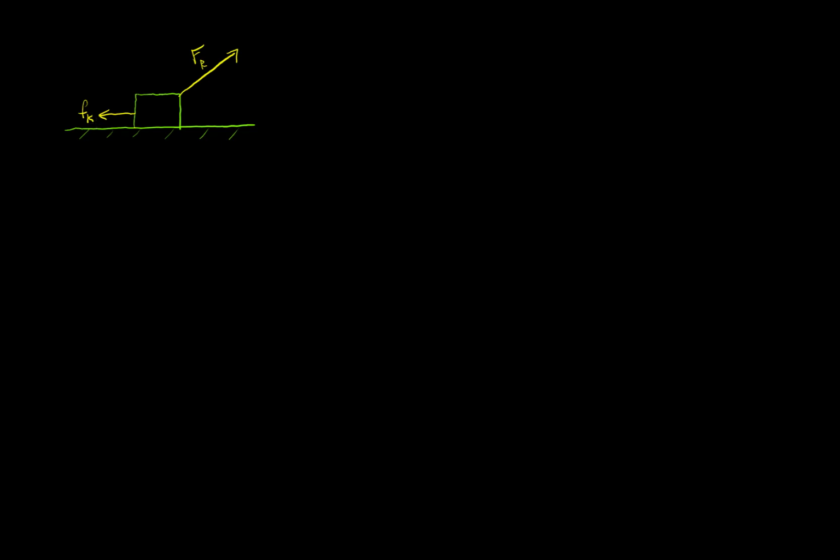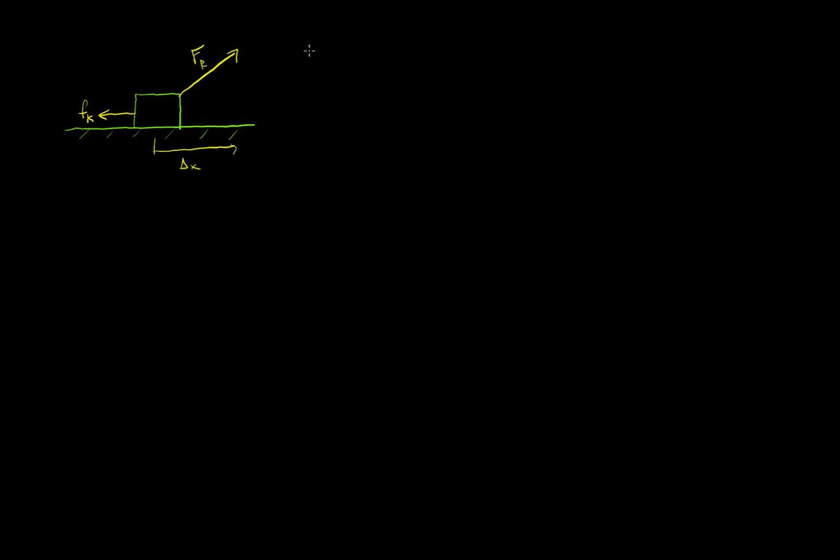So the question is, what is the work being done? What's the total work being done? What we can do is think about this. The displacement is this way, so that's our delta x. We know that this force is doing positive work on it, but this force is doing negative work on it. So we can think about them separately, and then we can maybe put them together.